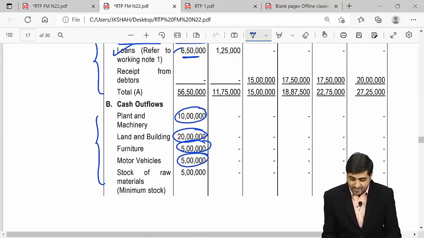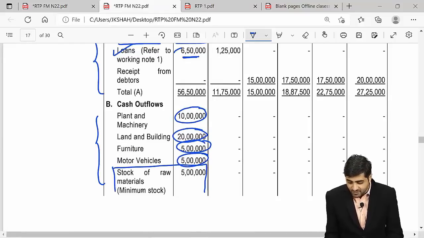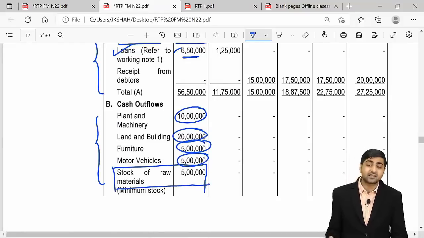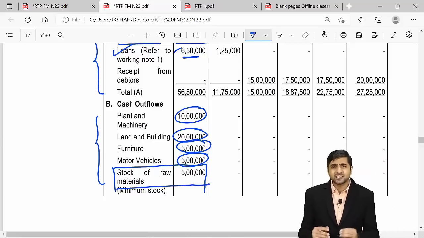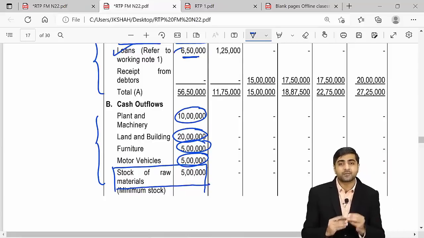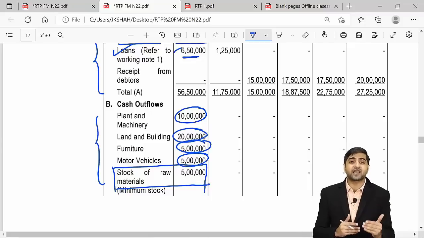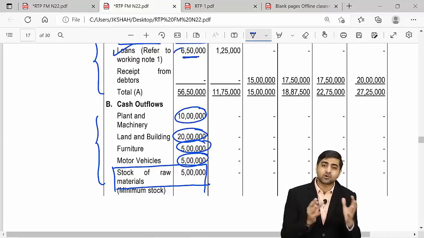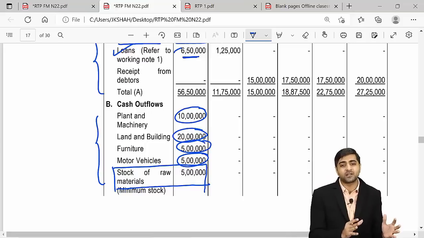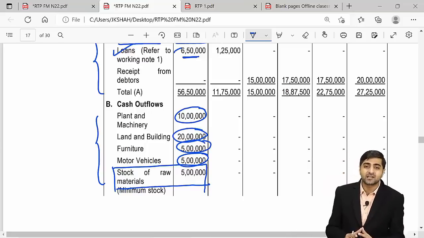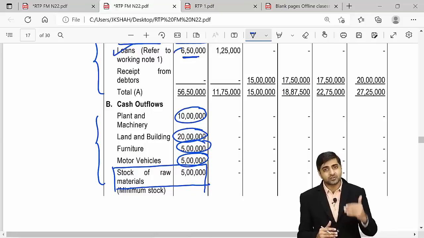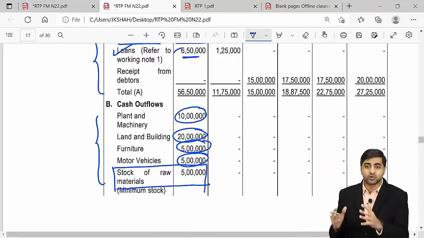And also at the same time, there is some investment of your stock of raw material, that is 5 lakhs. So guys, this is nothing but one type of investment in working capital, because when you want to do a particular manufacturing activity, you have to keep some stock of raw material. So in the month of April, we have taken this 5 lakh rupees as your stock of raw material. So this is your immediate investment as on today.